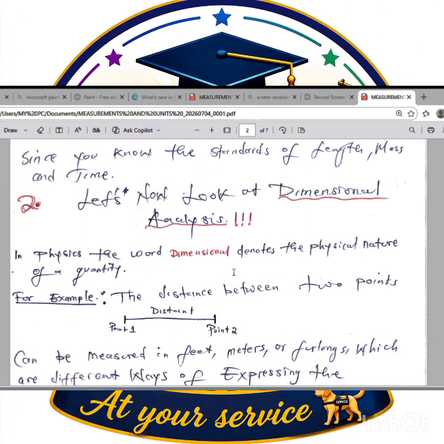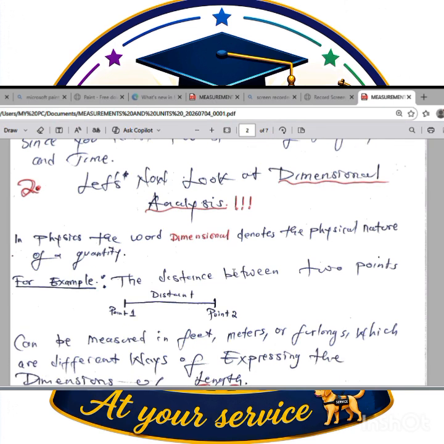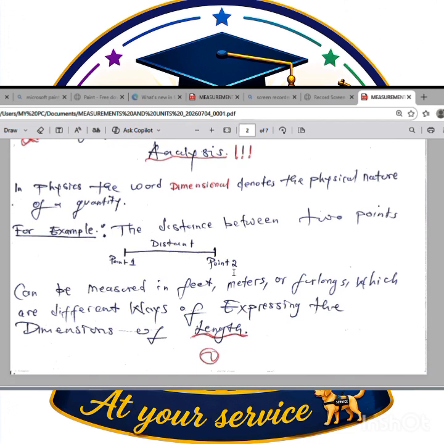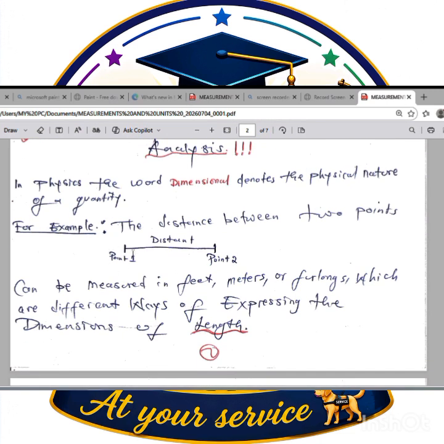Since you know the standard units of length, mass, and time, let's now look at dimension analysis. In physics, the word dimension denotes the physical nature of a quantity. For example, take the distance between two points, from point 1 to point 2. This distance can be represented in different units. The same distance can be measured in feet, meters, or furlongs, which are different ways of expressing the dimensions of length.